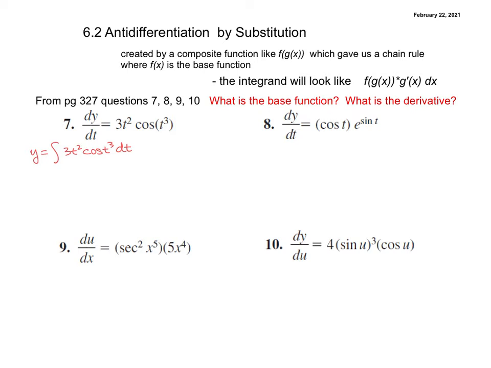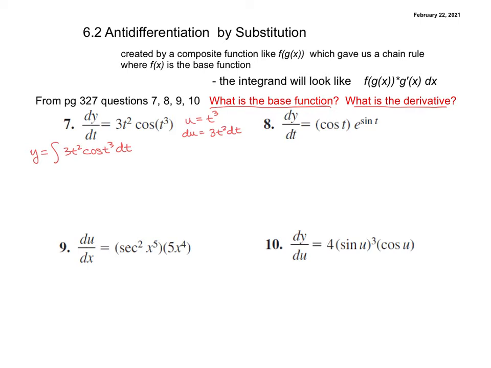Well, first of all, we are asked to find what's the base function and then what's the derivative. Well, the base function is going to be the cosine of u. So in other words, u is going to be t cubed, and then du is going to be 3t squared dt. This is just like, if you recall, when we did differentials. The change in u is going to equal 3t squared times whatever the change in t is. So if you remember differentials, that's what we did.